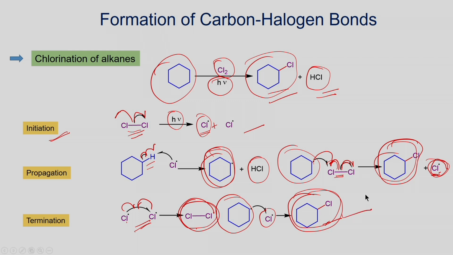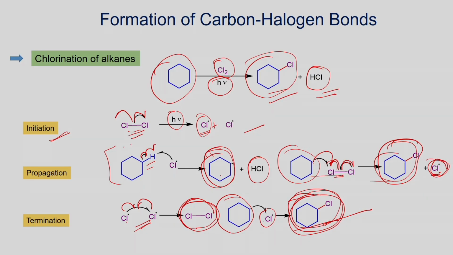Two radicals can combine together to form a neutral molecule, and this is known as termination. In this step, the radical reacts with the neutral molecule, and you form another radical and a neutral molecule. This reaction continues until you have consumed the substrate. This is known as the chain propagation step, and this is known as the chain initiation step.